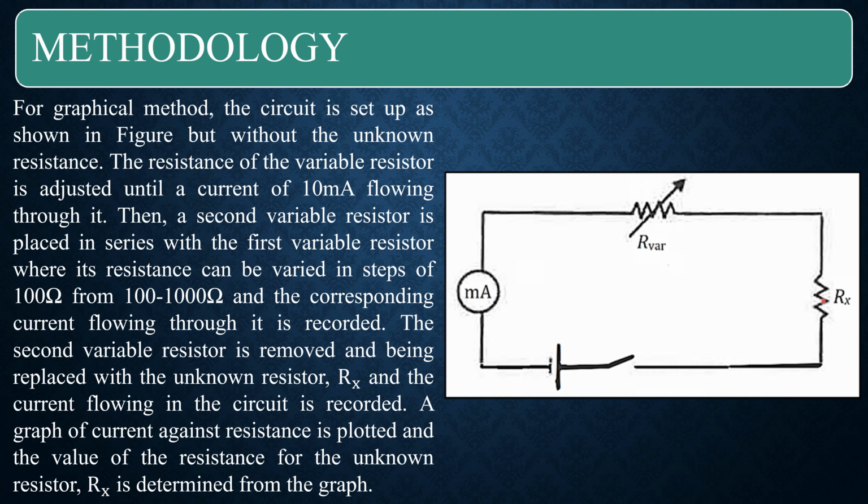Next, the second variable resistor is removed and replaced with an unknown resistor Rx. And for this case, we need to measure the resultant current through the milliammeter. And from the recorded data, a graph of current against the resistance is plotted. And the value of the resistance for the unknown resistor Rx is determined from the graph by using the generated equation shown by Microsoft Excel.